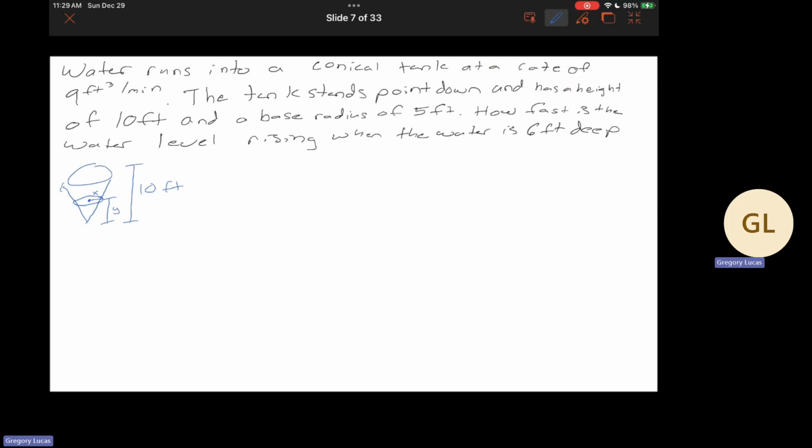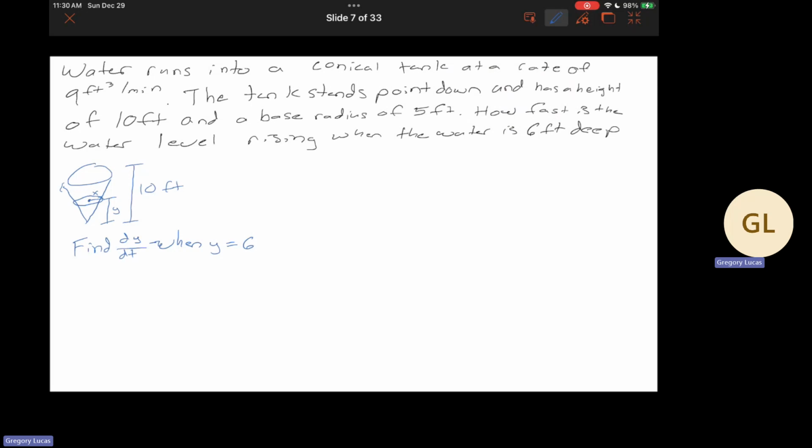So what I'm going to want to find is, and this is where we have to be careful with the variables, I want to find dy/dt when y equals 6. So I want to know how fast the water level is rising. I'm looking at the height with respect to time. So how fast is that water rising? I want to find dy/dt.